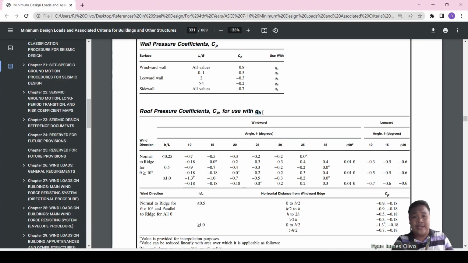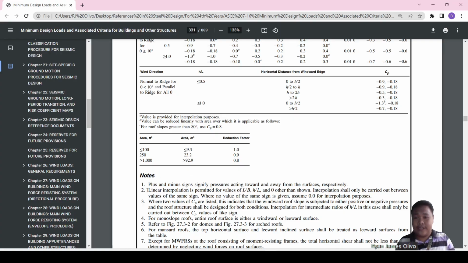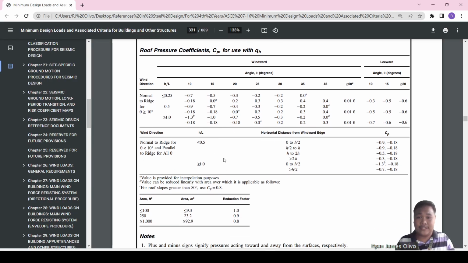We use this one with qh, and this is the mean roof height. This is fixed. As you can see here, the parameter we use is the mean roof height over L. I have discussed what this mean roof height over L is. For less than 0.25, we have this. Again, if our h over L is not seen here, we need to interpolate. Linear interpolation is permitted for values of etc. As you can see here, we have a zero value. It is for interpolation purposes only.